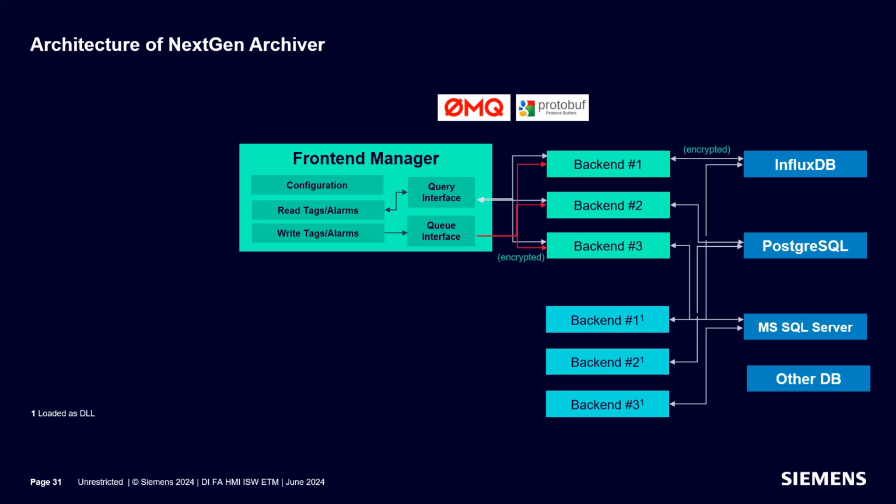Queue buffer. As data is collected by the NGA Front-End Manager, it is temporarily stored in the queue buffer. This component allows for efficient grouping of data points before they are sent to the backend. The queue buffer can utilize both memory and disk buffering to ensure data integrity, especially during periods of high load or when the backend is temporarily unavailable.